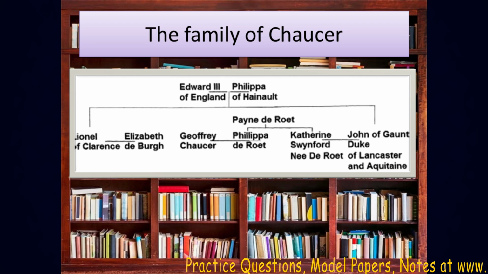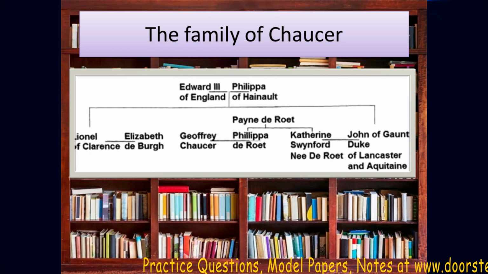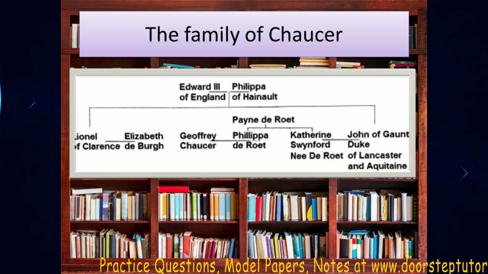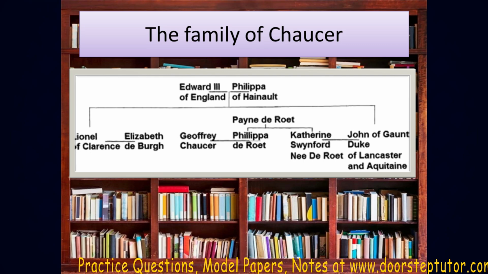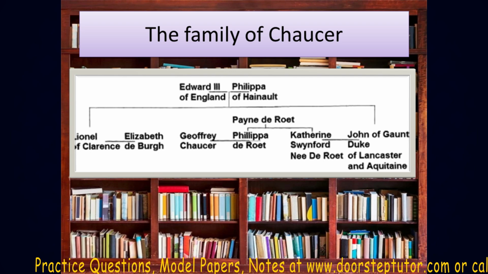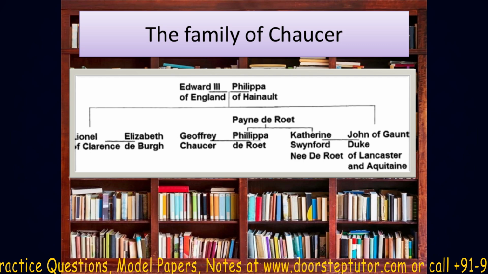Thomas Chaucer and Lewis are the two sons. Lewis was the youngest son of Chaucer. Two daughters, Agnes and Elizabeth. Geoffrey Chaucer's granddaughter, Alice, who was the daughter of Thomas Chaucer, later became the Duchess of Suffolk.